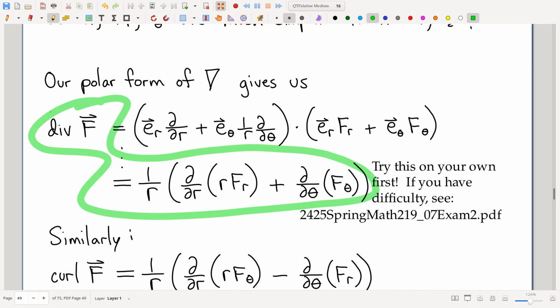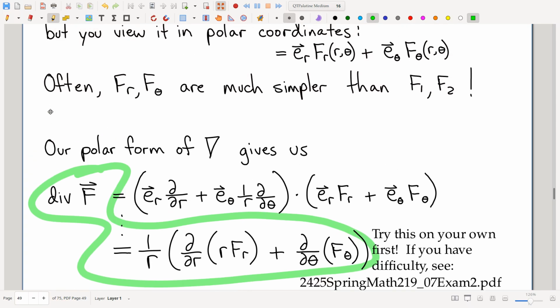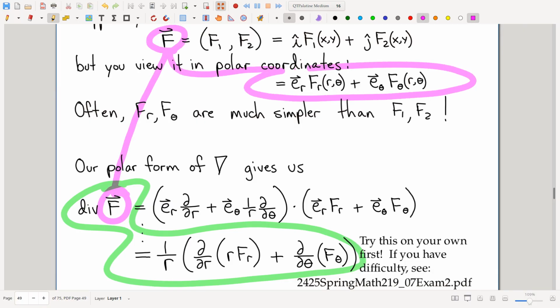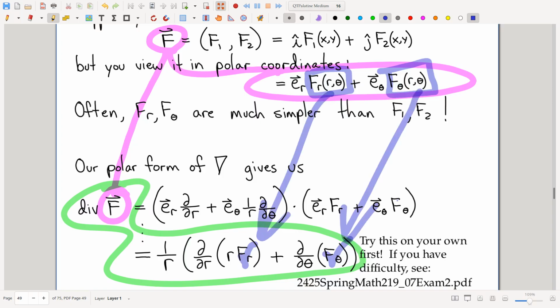And in situations which come up very regularly, where your vector field is best written in polar coordinates like this, notice all you have to do to compute the divergence in polar coordinates is just look at the FR and the F theta and put them there and there. Whatever these very often convenient functions end up being, you put them there and there. Take a couple of partials, done.